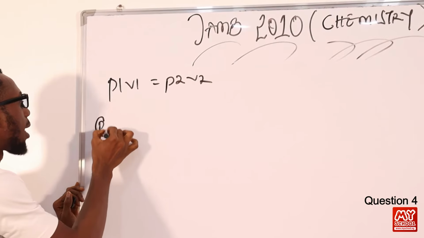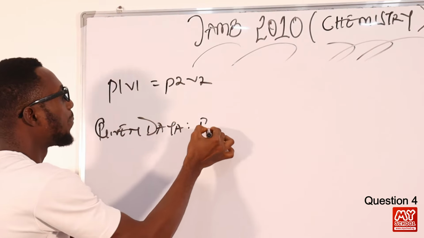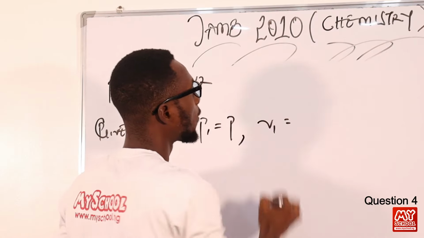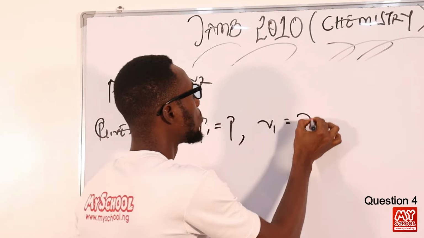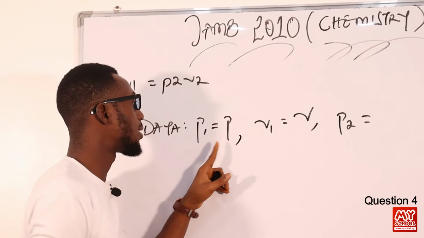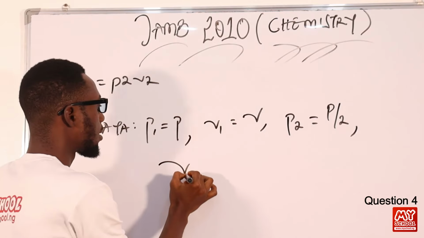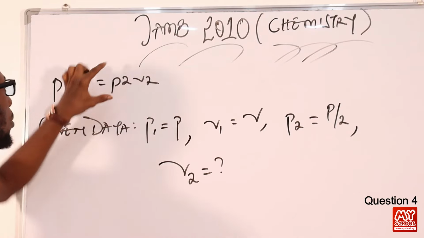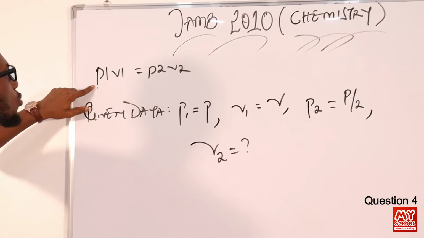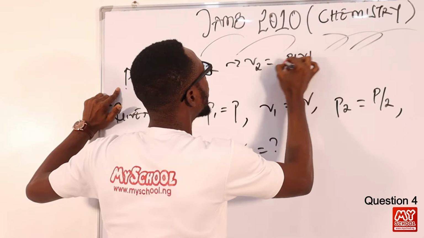So let's sort out our given data. I should have my P1 as P millimeter mercury, and my V1 is given as V centimeter cube. Then my P2: we are told that the pressure is reduced by half, that is P over 2. Then V2 is unknown, that is what we are looking for. So we make V2 the subject of the formula. I have to divide both sides by P2, so my V2 equals P1 V1 over P2.